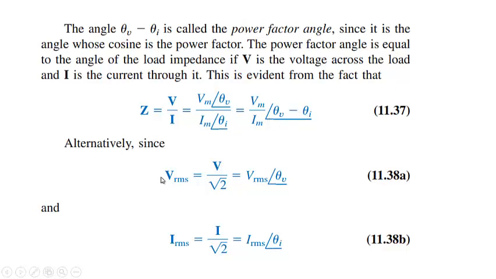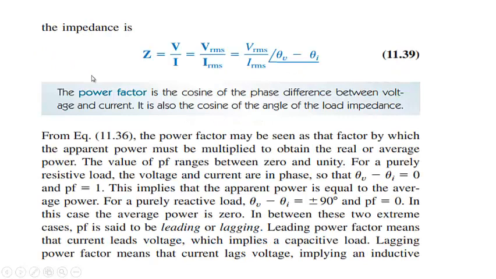Alternatively, since Vrms is equal to V by root 2, that's Vrms angle of theta V. Irms is equal to I by root 2, that's Irms angle of theta I. So Z is equal to V by I, which can be equal to Vrms by Irms, that is Vrms by Irms angle of theta V minus theta I. So again, the power factor is the cosine of the phase difference between the voltage and current. That's what I have told you.